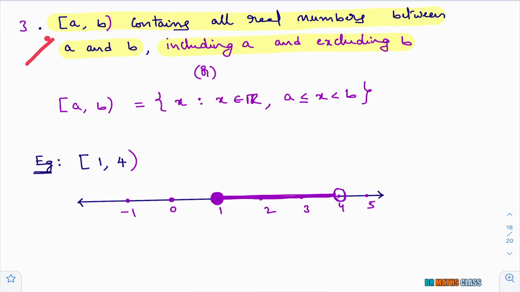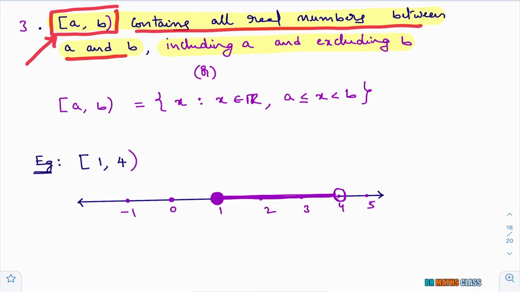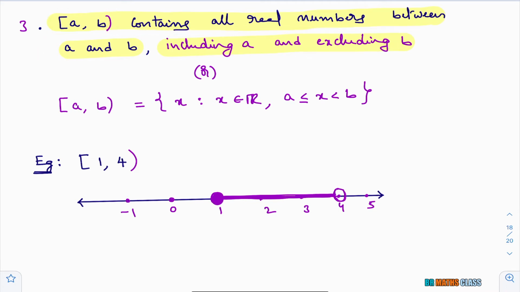Point number one, how to read this? The interval closed A, open B. What does it contain? It contains all real numbers between A and B, including A and excluding B. Okay. Now, the same thing, if I want to write in set builder form, I can write like this.